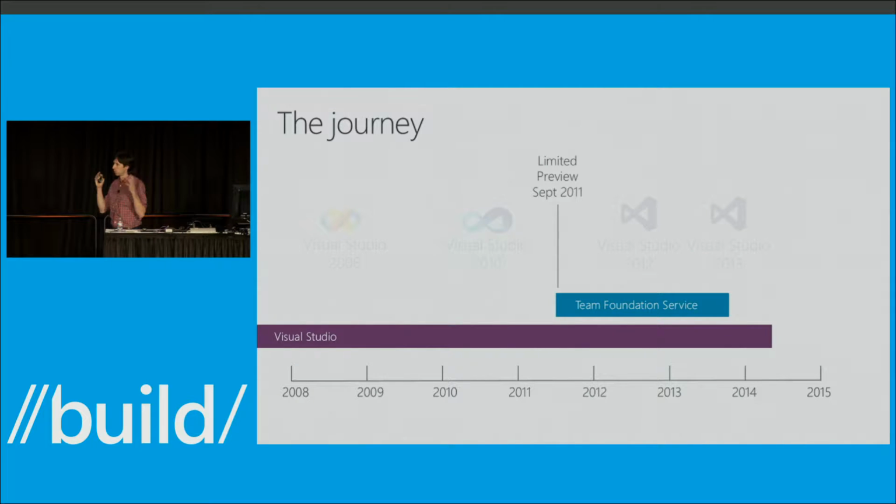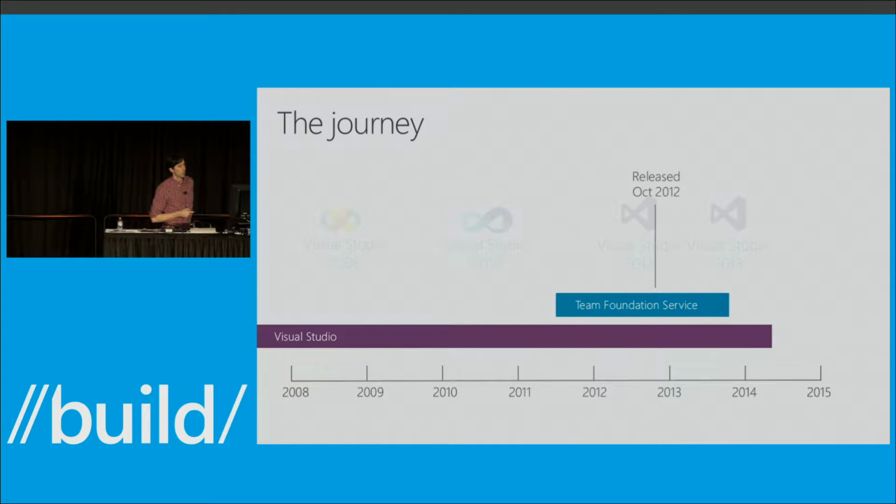So if you're familiar with Team Foundation Server, which is our on-premises product for code management, agile planning, builds, and things like that, we basically took that product and started there. That was the beginning of Visual Studio Online. We then did a public preview about 9 months later where we opened it up to everybody. We released it officially later that year in October of 2012.